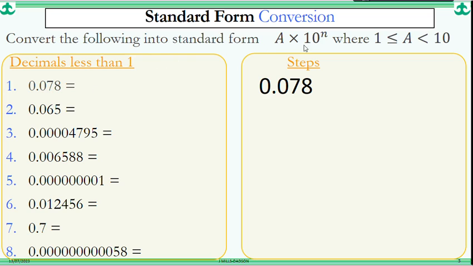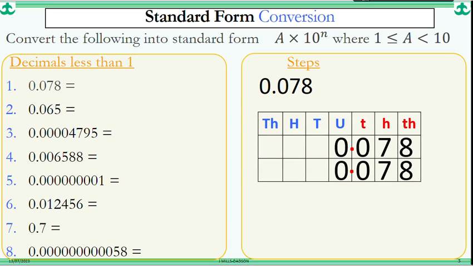Remember, the standard form is in two parts, the a value and the power of 10. The a value must be between 1 and 10. So let's use this as an example. If you look at 0.78 on the place value chart, this is what you have. Remember, we said our a must be between 1 and 10. This is out of the range. 0.78 is still out of the range, but 7.8 is between 1 and 10.